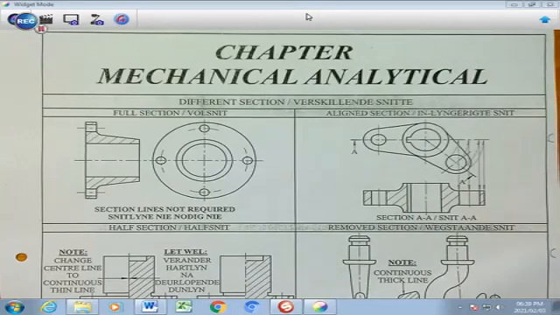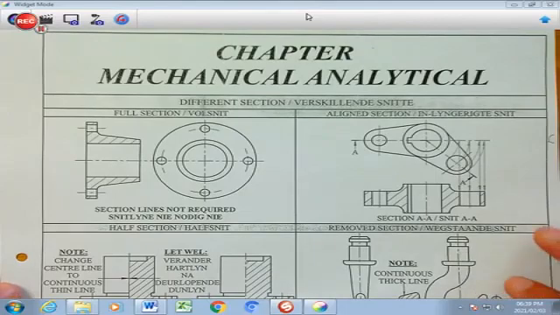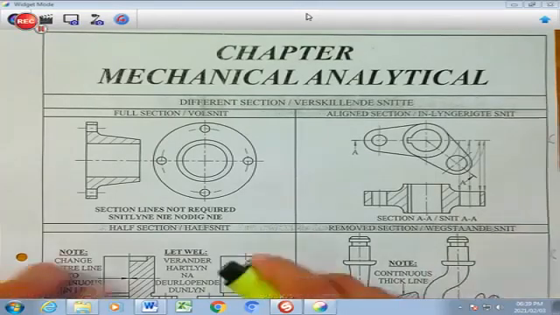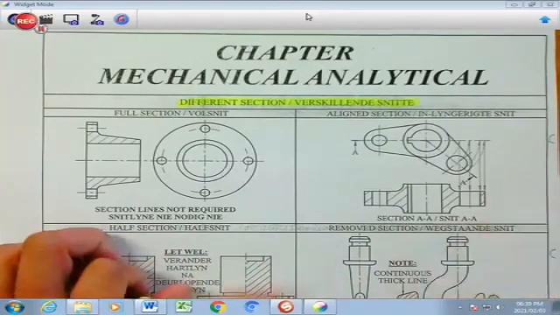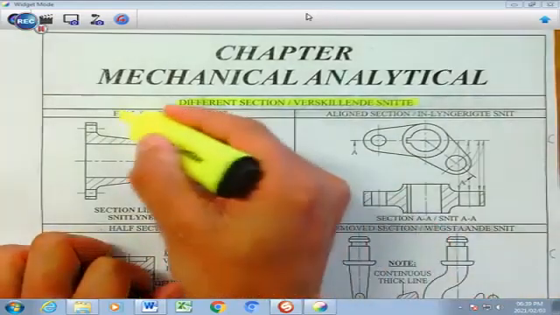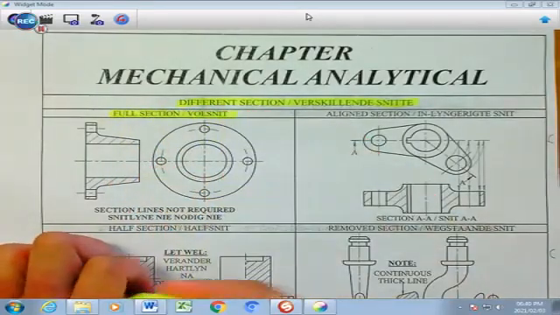So learners, we're looking at the following information. This is the mechanical analytical component of grade 11 and grade 12. So this page consists of different types of sections. We're looking specifically at 6 different sections. So section number 1, and I want to explain with some pictures, is what we call a full section.